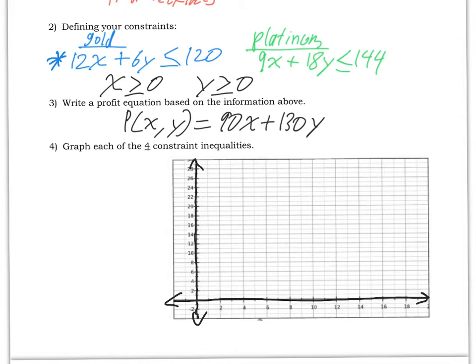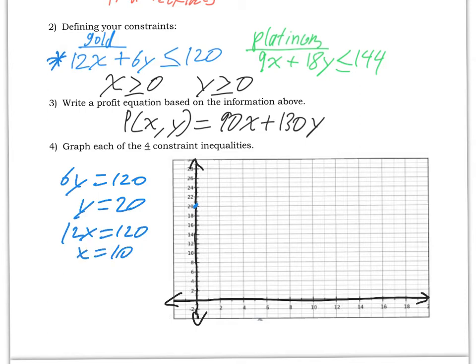So if x is 0, if the number of bracelets is 0, I get 6y equals 120. And so y is 120 divided by 6, which is 20. So my y-intercept is 20. And my x-intercept is when y equals 0, so that's 12x equals 120. So x is 10. Those intercepts, again, are really quick and easy to find, which is why I chose that. So I go ahead and plot that point. And now I don't have a line tool here, so I'm just going to try and do this as accurately as I can.